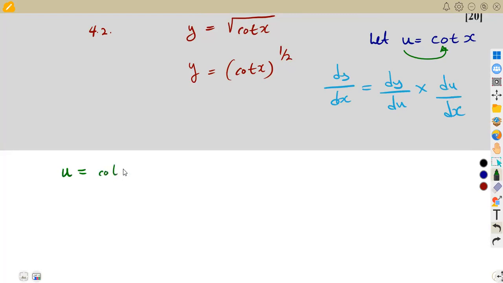u is equal to cot x. But rewriting our y with respect to u, we are going to substitute where there is cot x. We are going to substitute u in this case. So we are going to have y is equal to u to the exponent of a half. So that is where we are going to have the derivative of y with respect to u in this case, and also the derivative of u with respect to x. So that is what we are simply having.